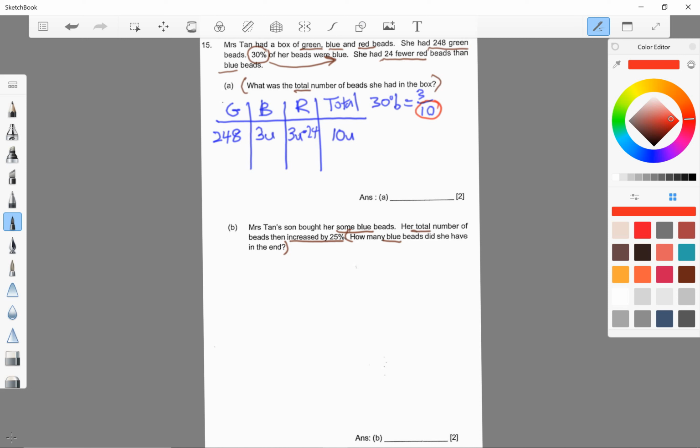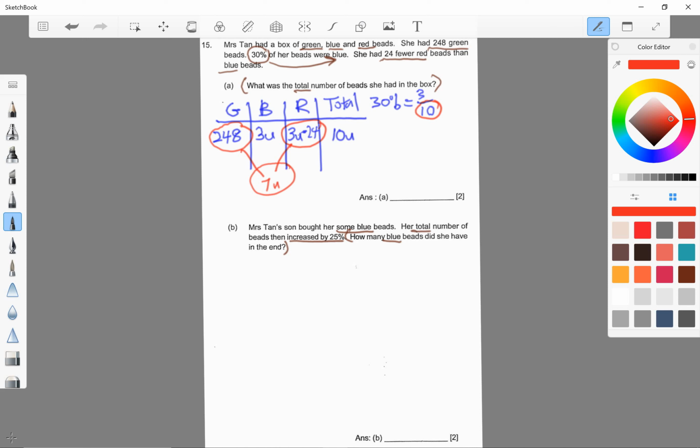Then how can we actually form our equation? Think about this. If the blue belongs to 3 units, what about the green and the red? The green and the red has got to be 7 units. Alright, 7 units. So if this is the case, all I need to do is to form a simple equation involving 7 units.